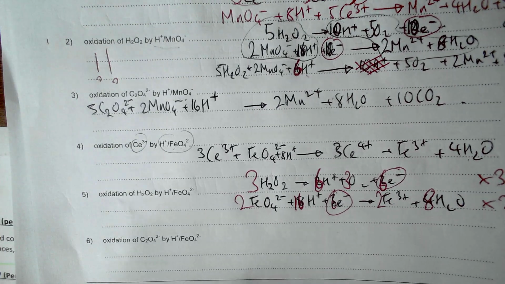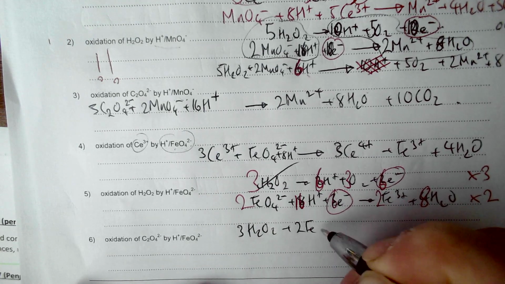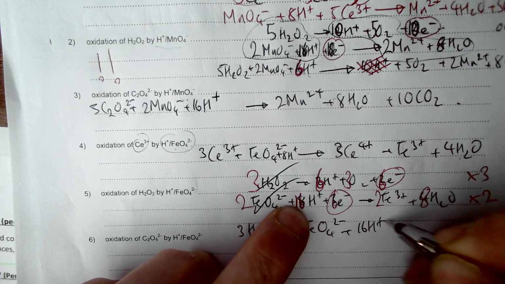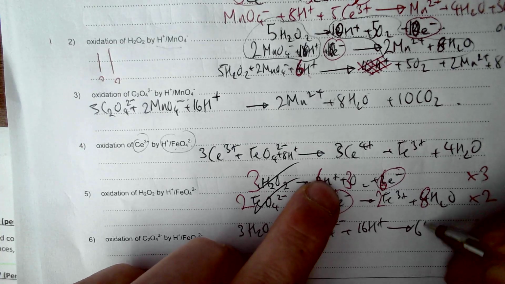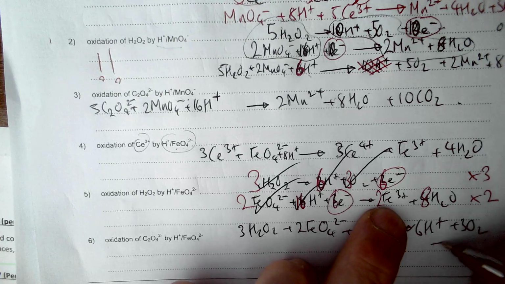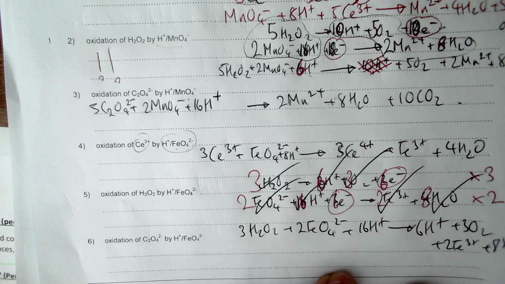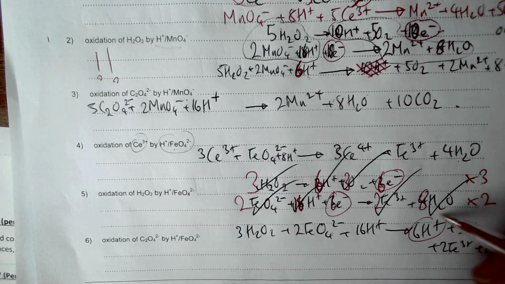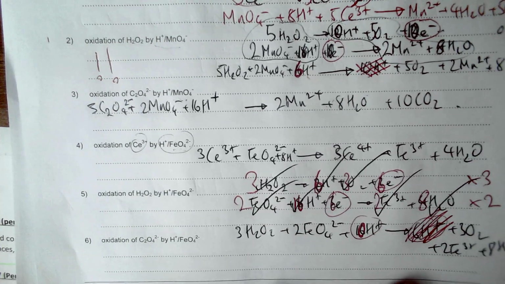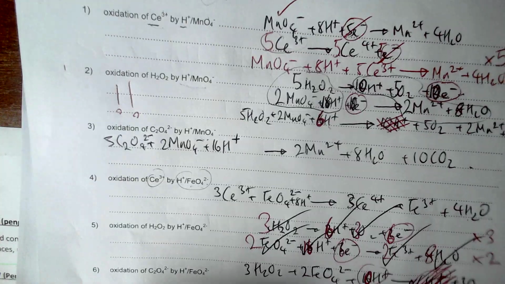I'm going to need to cancel some stuff out. So it's going to be 3 H2O2, plus 2 FeO4 2 minus, plus 16H plus, makes 6H plus, plus 3O2, plus 2 Fe3 plus, plus 8 H2O. Final checks, anything that cancels? Yes, 6H plus and 16H plus, so 10H plus on that side. Whew, all balanced. I can't be bothered doing the last one, but I think you should be able to do that. Right, that's that task.